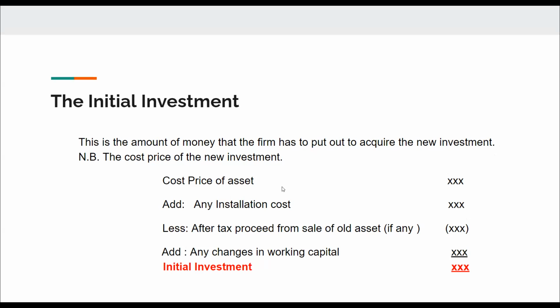So we always start with the cost price of the asset. To that, we will add the installation cost. We will take away any proceeds from the sale of old assets, because let's just say we had some assets before, but they weren't fit for purpose or they were outdated. So we sold those and we purchased a new asset. So we have to take away the proceeds that we get from the sale of the old assets. Also, if there were any changes in working capital, we would add that as well. And that gives us our initial investment. This will be better understood with an example.